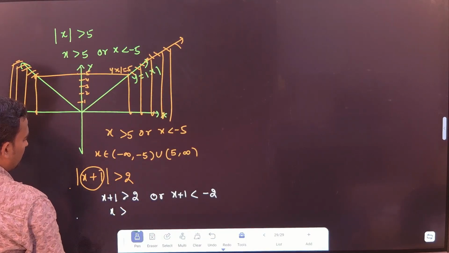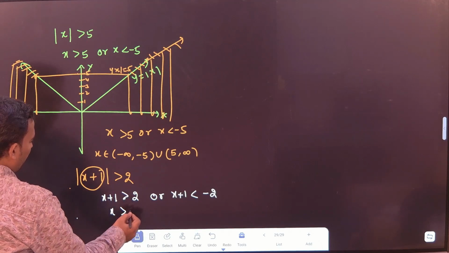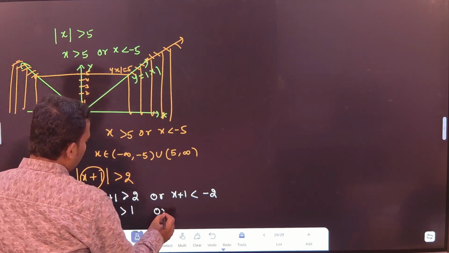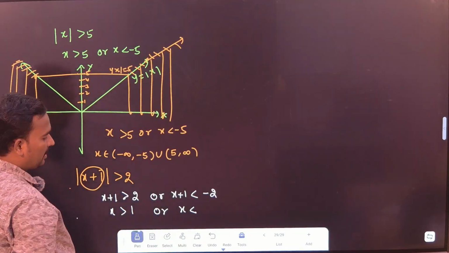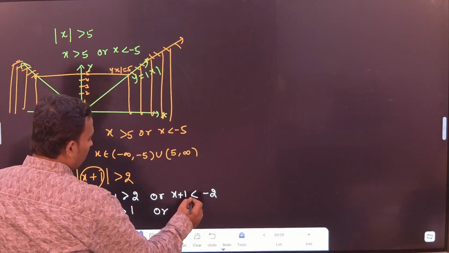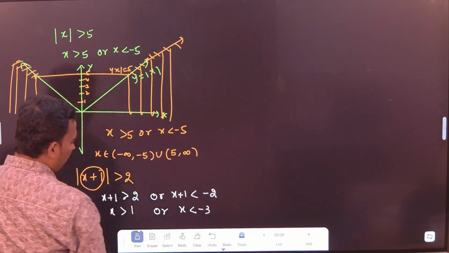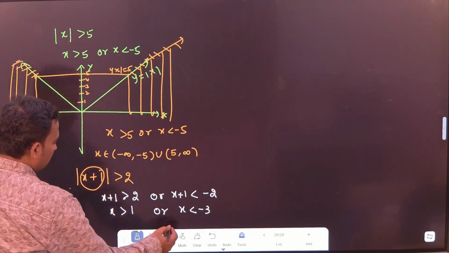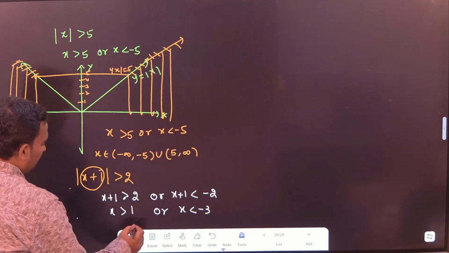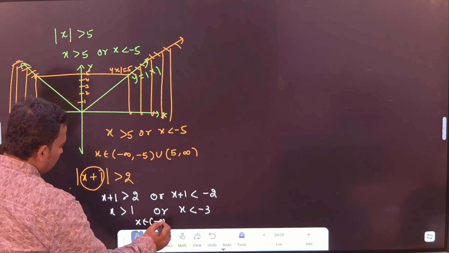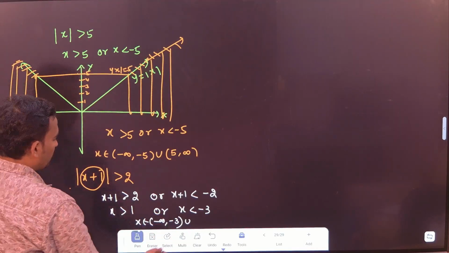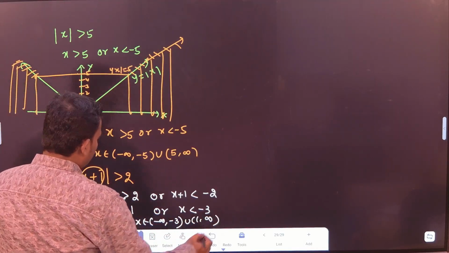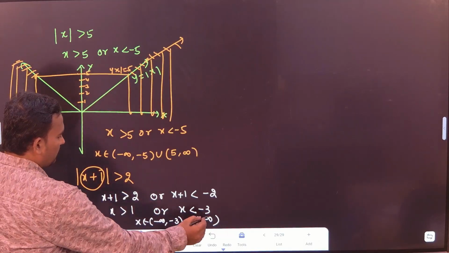x is greater than 2 minus 1 is 1, or x is less than minus 2, sending the 1 to the right side by adding minus 1, minus 2 minus 1 is minus 3. So that means x belongs to minus infinity to minus 3 union, or means union, 1 to infinity. Clear? This is your solution.